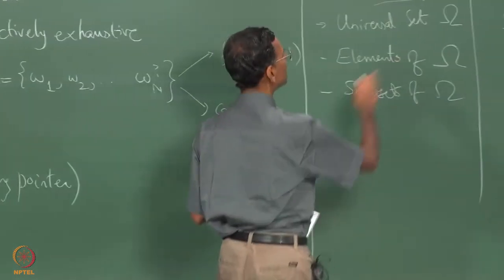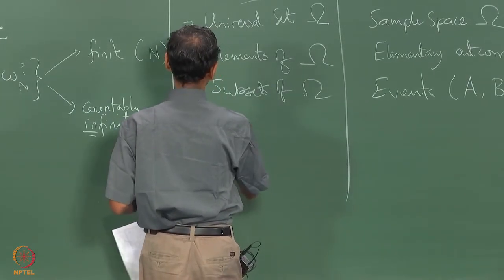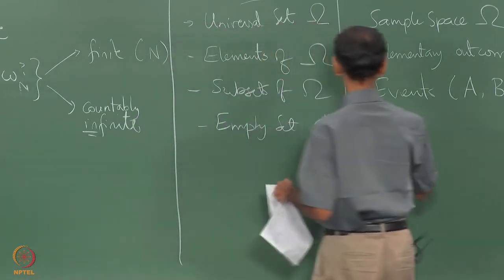So subsets are the events that we work with. So the empty set phi is the impossible event.